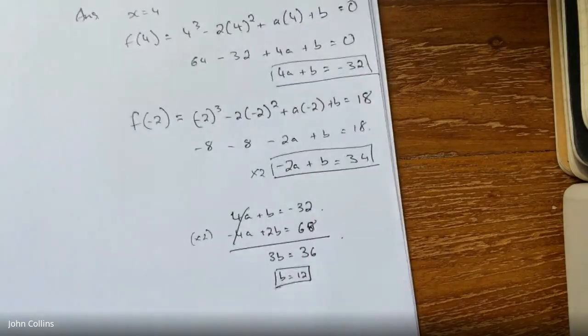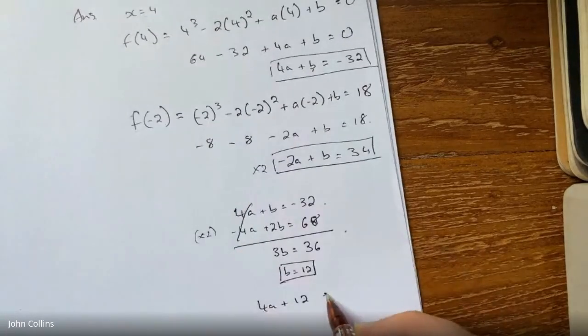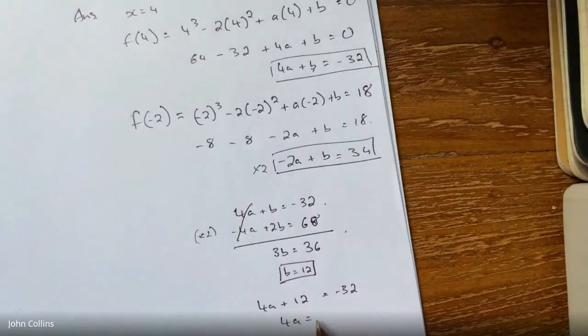Once I know b is 12, I can sub into either equation. So 4a plus 12 now instead of 4a plus b equals negative 32. So 4a then has to be negative 44. A is negative 11. And that's the answer for the first one.